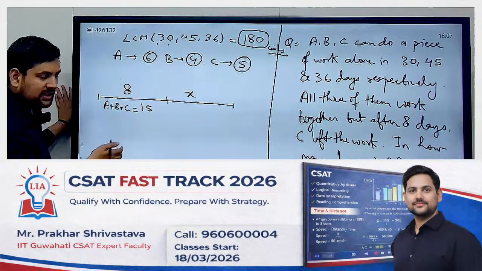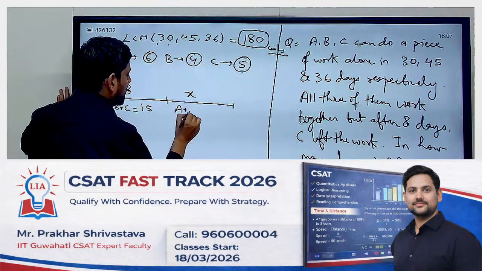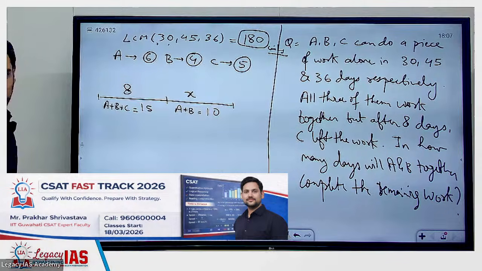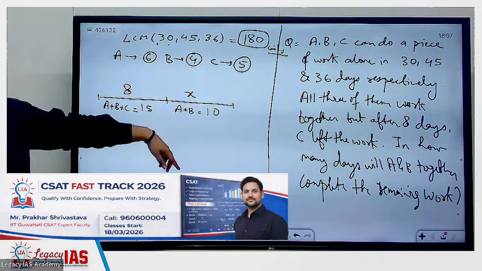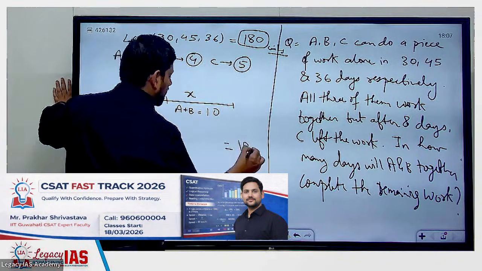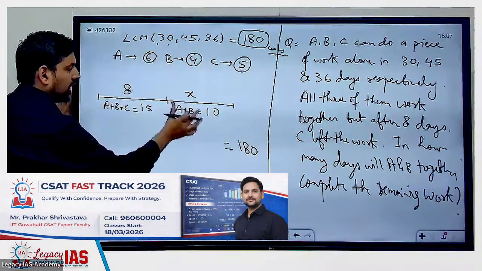C has left. Who is working? A plus B. 6 plus 4, 10. Then what do I have to do? Total work is 180 units. So 180 will be the sum of this work and this work.